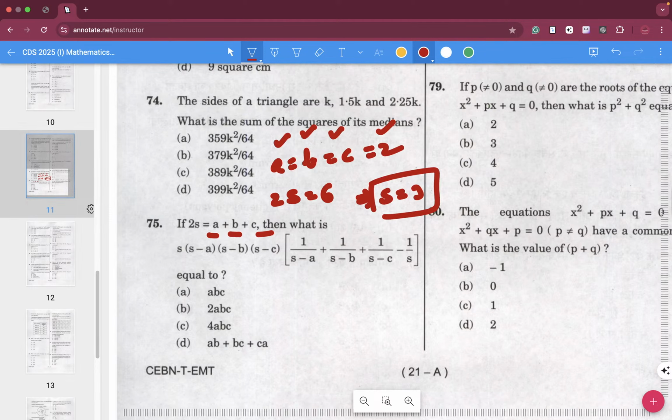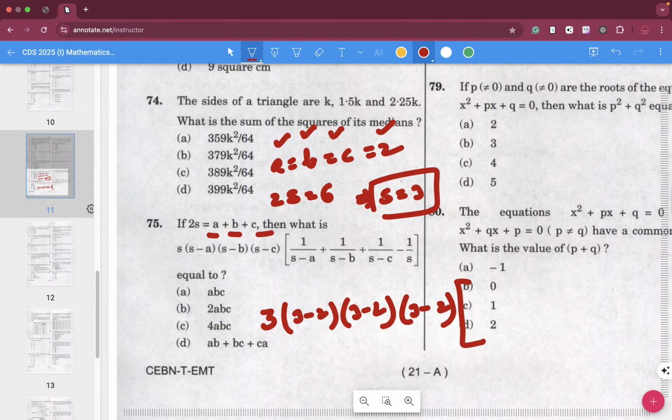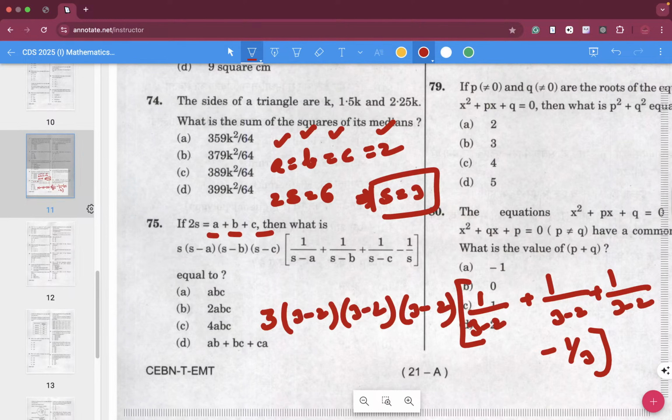Now put this in this particular value: s into s minus a, into s minus b, into s minus c. I cleverly picked this number 2. You could have picked any other number as well. It's your choice. Divided by 1 divided by s minus a, plus s minus b, plus s minus c, minus 1 by s. 1 by s is 1 by 3, folks.